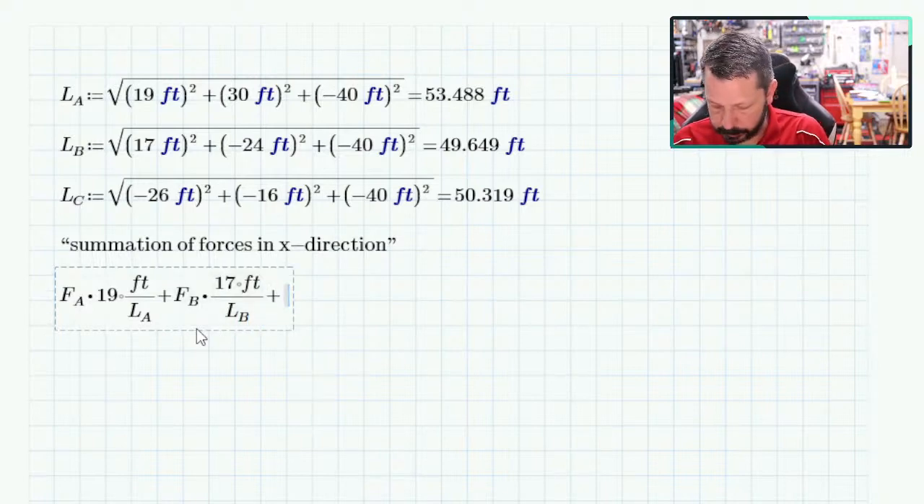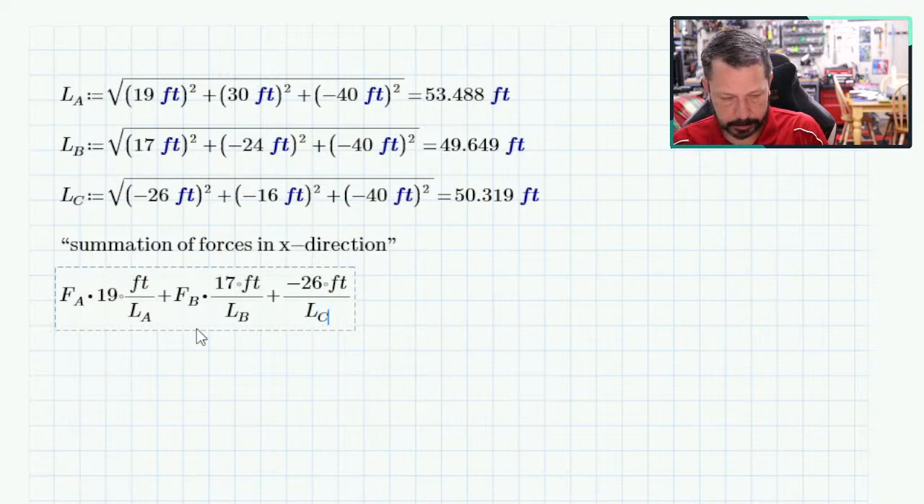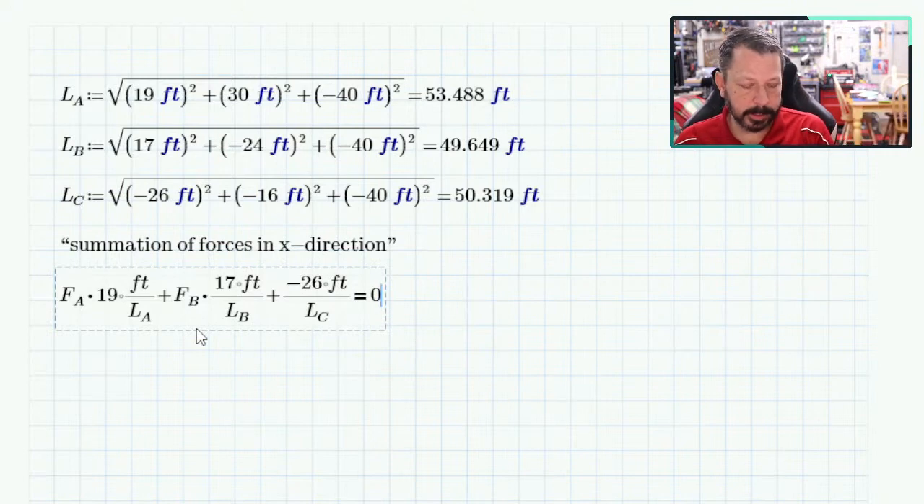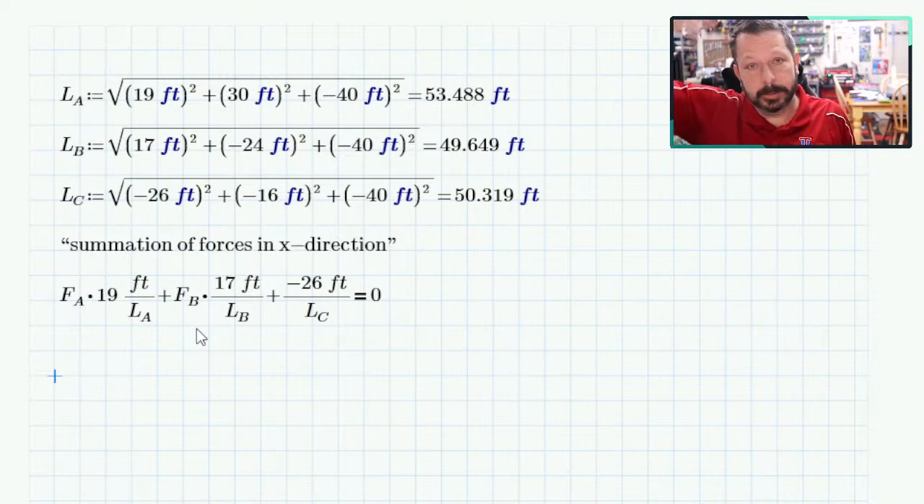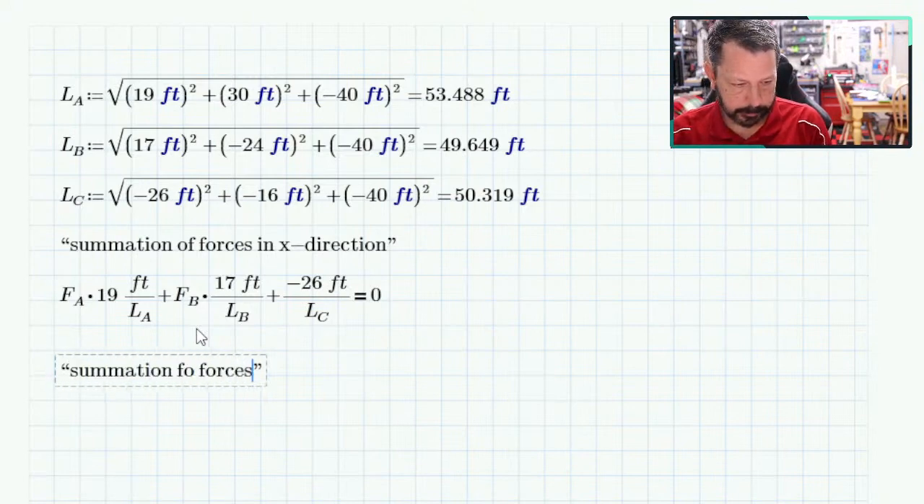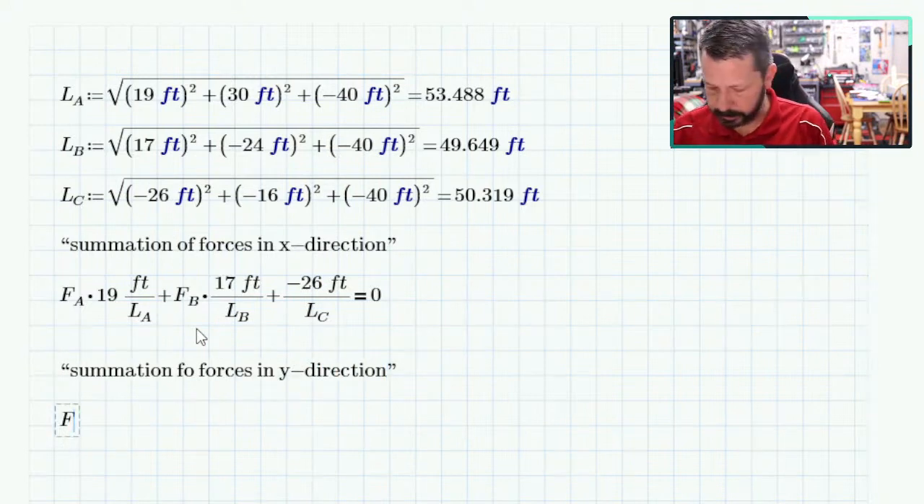And then negative 26 here over the length of cable C. All of these have to add to 0. There are no other forces in the x direction. The only other force I have is in the z direction, where the balloon is trying to lift up and these cables are all holding it down. So we would do the same thing. A again times 17. Oh, no, 30.